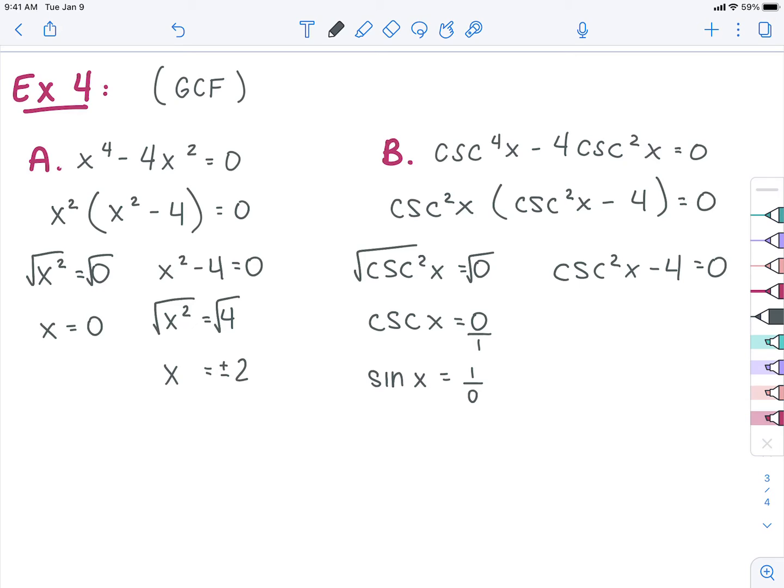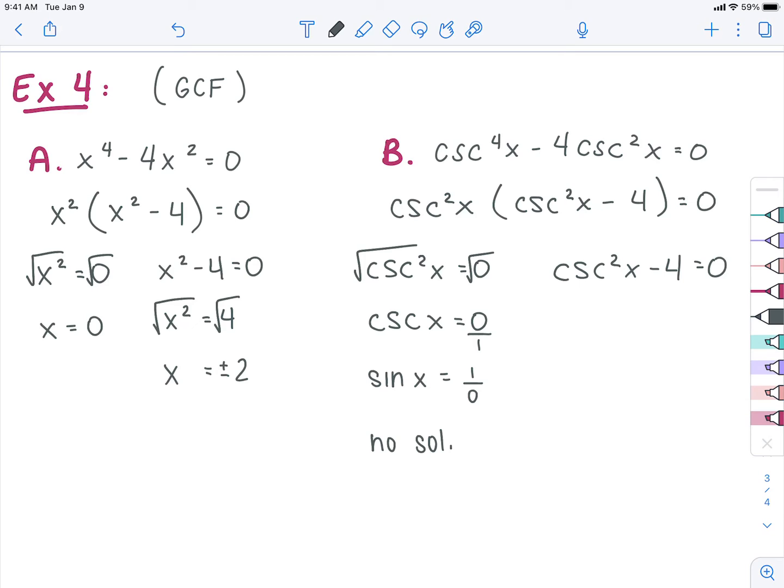We do have to be careful, though. You can't always just assume because it's undefined that it's no solution, because there are places where the tangent and the cotangent would end up being undefined. Because remember, tangent is your y value over your x value. So if your x value is 0, you could end up with an undefined tangent. So it's not necessarily always going to be no solution, but in this situation, because they're asking if the sine value is undefined, this one is no solution.